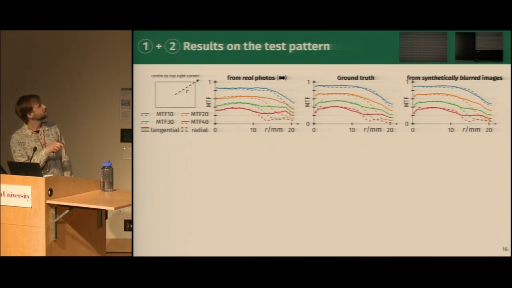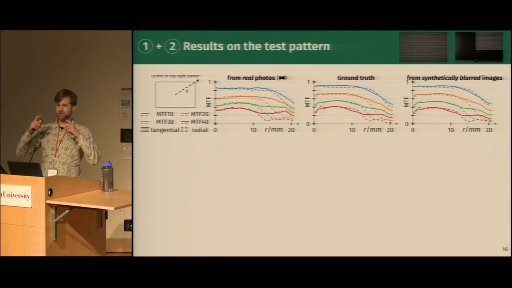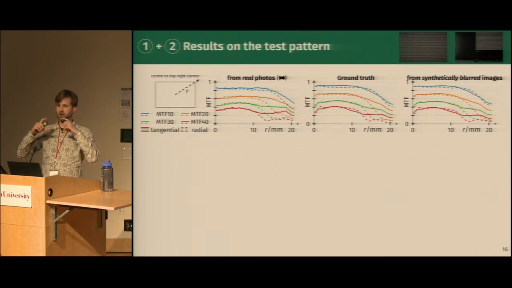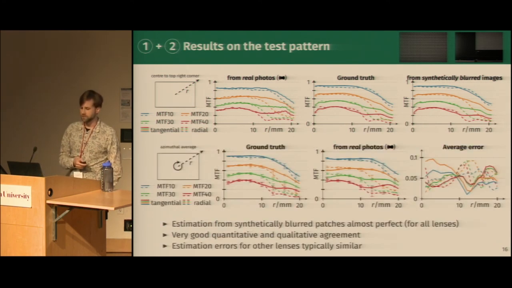And then here on the left-hand side, I again show you the modulation transfer function versus the radius. I should have mentioned this before. So we go from the center to the top right from real photographs. I actually took several pictures at different distances and then cropped them off this test chart. And you also see that these results agree very well with the ground truth data.